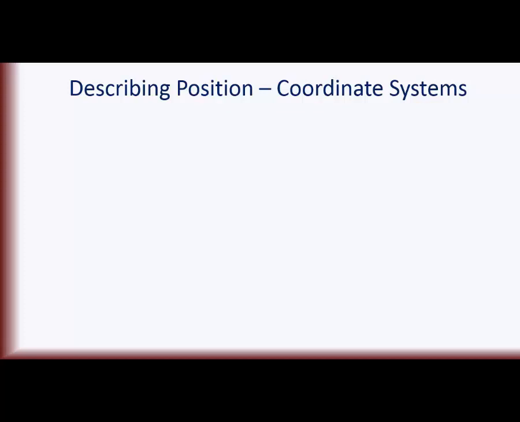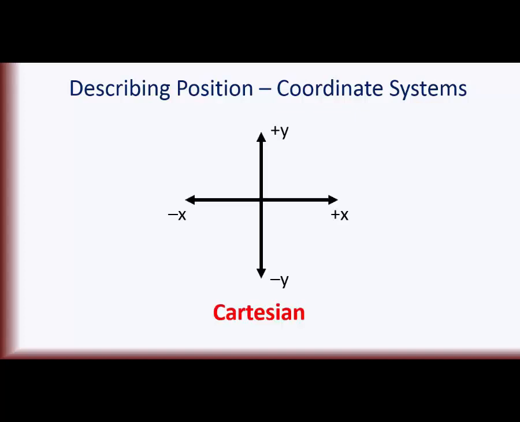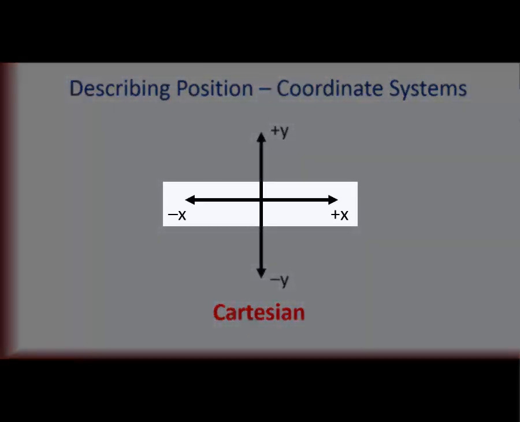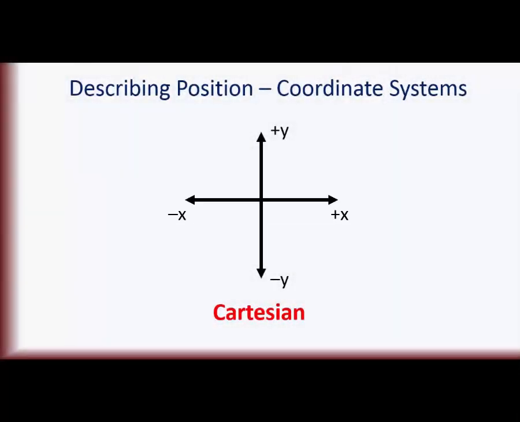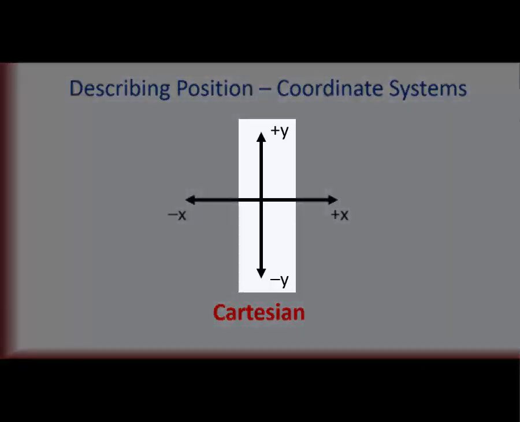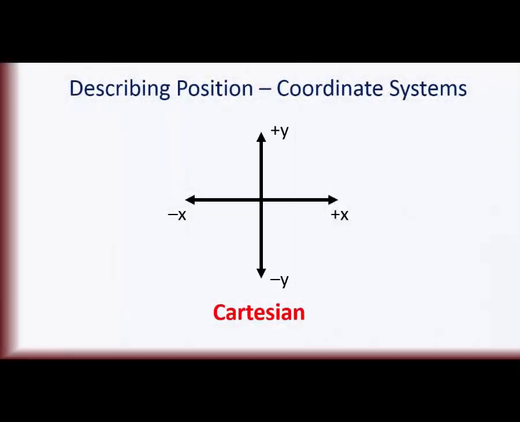Direction is usually described according to a coordinate system, and you need to know about the three most common coordinate systems for describing motion. You should already be familiar with the Cartesian coordinate system from your studies in algebra and geometry. In this system, the horizontal axis is divided into the positive and negative x directions, and the vertical axis is divided into the positive and negative y directions.